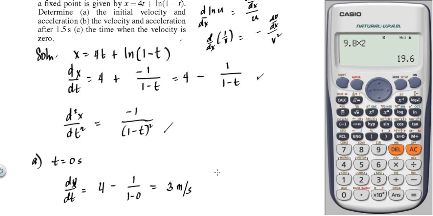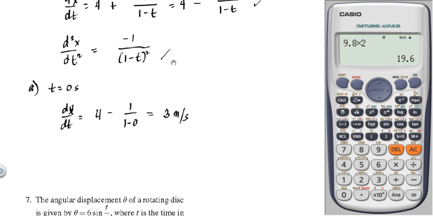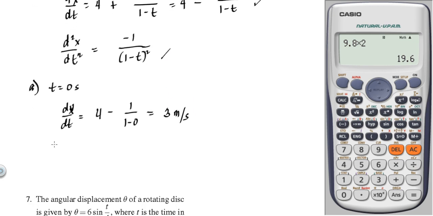Acceleration when time is 0 is d square x, the second derivative of x with respect to time, equal to, let's use this, minus 1 over 1 minus 0 square. So how much is this? Minus 1, right? Minus 1 meter per second square. Correct? So 1 over 1 is 1.